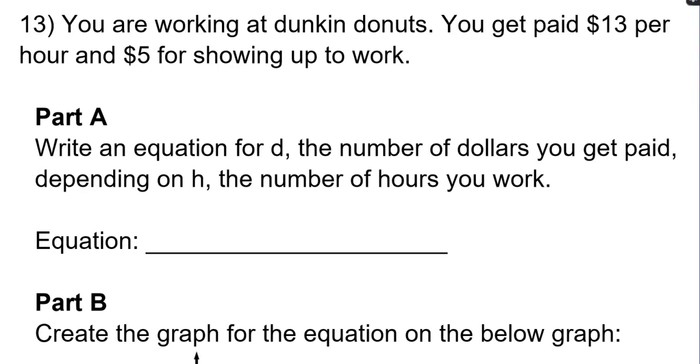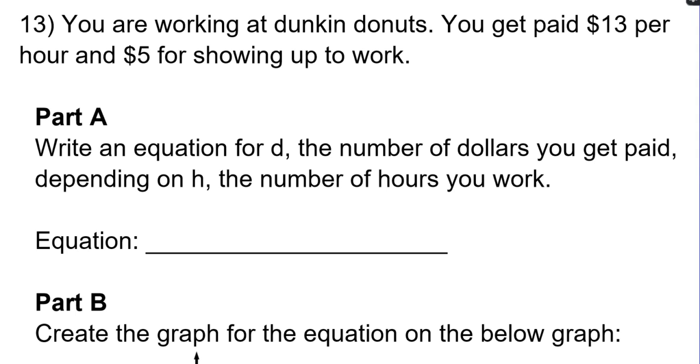Here's a little bit of a longer problem. We need to write an equation for a scenario and we need to graph it. You are working at Dunkin' Donuts. You get paid $13 per hour and $5 for showing up to work. You get some sort of show up bonus that you get once, and then you get an hourly rate.